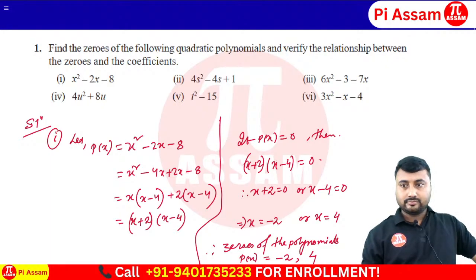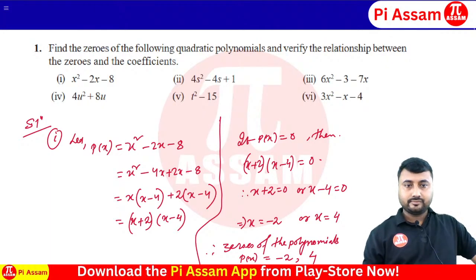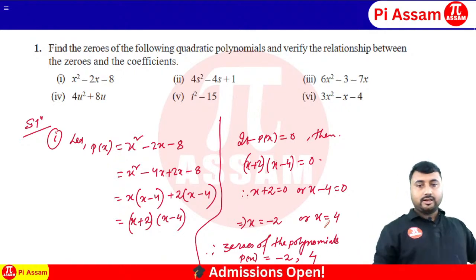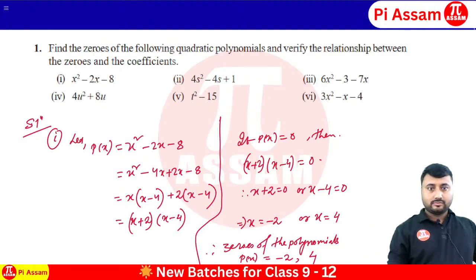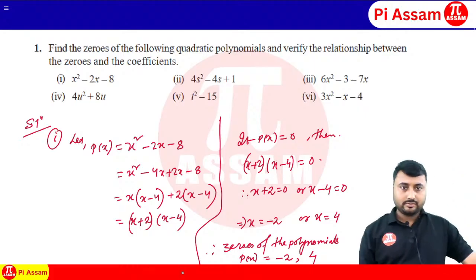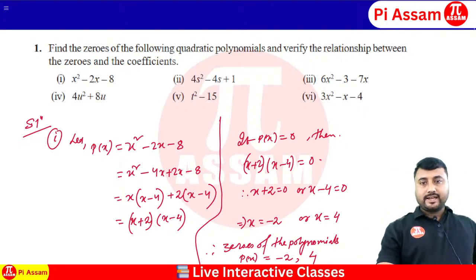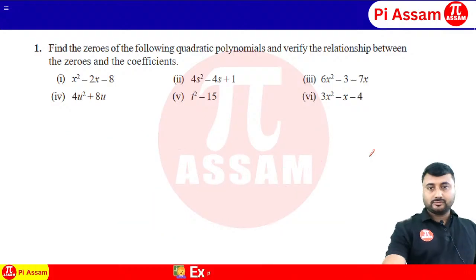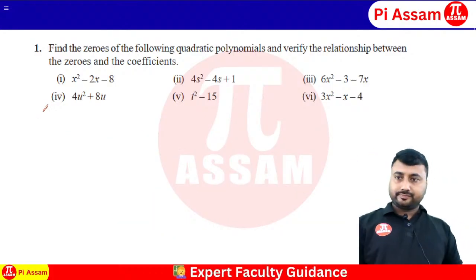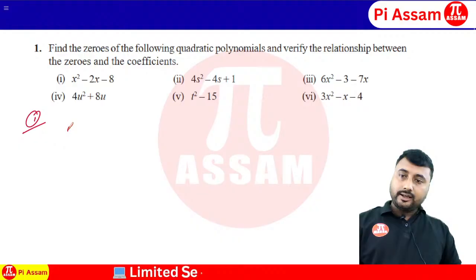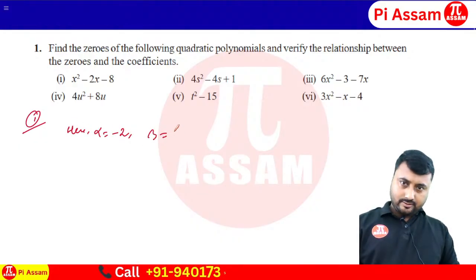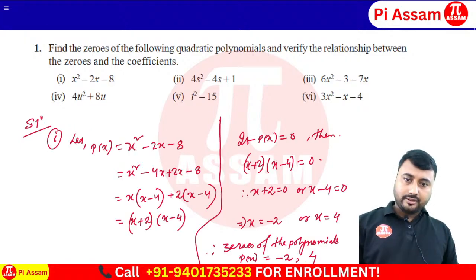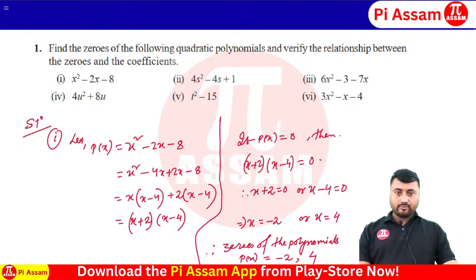Okay. So what is the relation? We get the solution. Here alpha is minus 2 and beta is 4, right? Alpha is minus 2 and beta is 4.